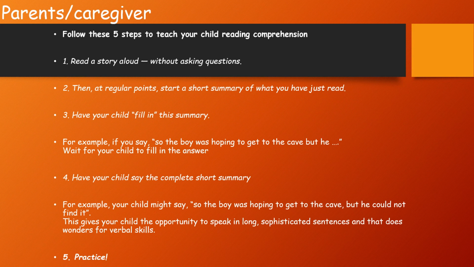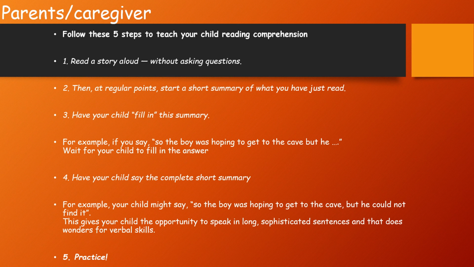Parents or caregivers, follow these 5 steps to teach your child reading comprehension. Number 1. Read a story aloud without asking questions. 2. Then, at regular points, start a short summary of what you have just read. Number 3. Have your child fill in this summary. For example, if you say, so the boy was hoping to get to the cave, but he... wait for your child to fill in the answer.